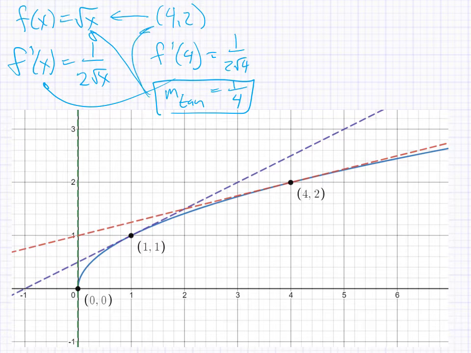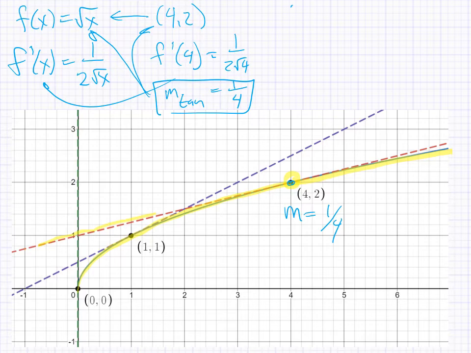So here's a picture of the square root function. This blue curve that goes right along here, that's the square root function. And so (4, 2) is sitting right here. And if you look at this red dotted line, that is the tangent line to the graph at that location. And so what we're saying is that the slope right there is 1/4. Okay? So the slope of the tangent line is 1/4. The slope of the function right here is 1/4.